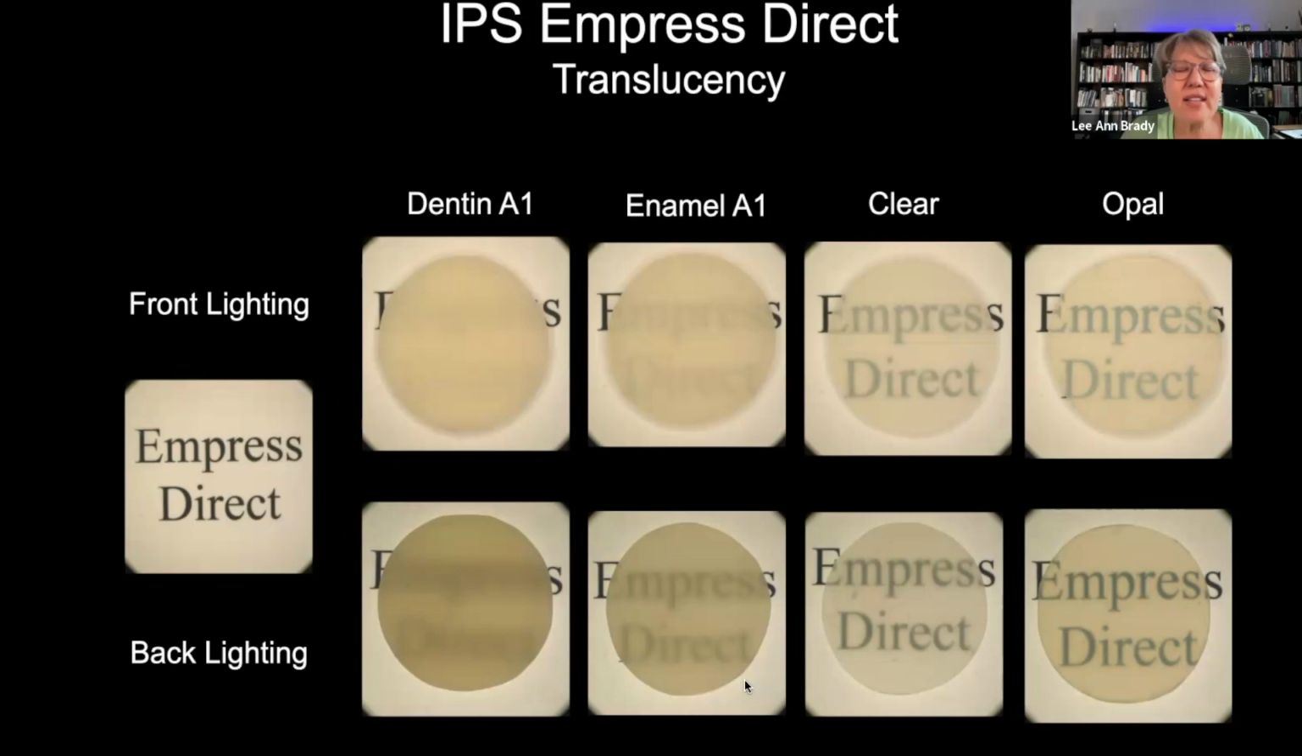And you can see, if I said to you, how opaque is the dentin, how much of the word Empress Direct can you see through the 1 millimeter composite? I would hazard that that composite is probably in the range of 85, 90% opaque. We can see very little of the words Empress Direct. Then we look at their enamel composite. Their enamel composite is maybe 50-50. We can see half of it. That's still less translucent than real enamel. And then we have the clear and the opal, which are really translucent.